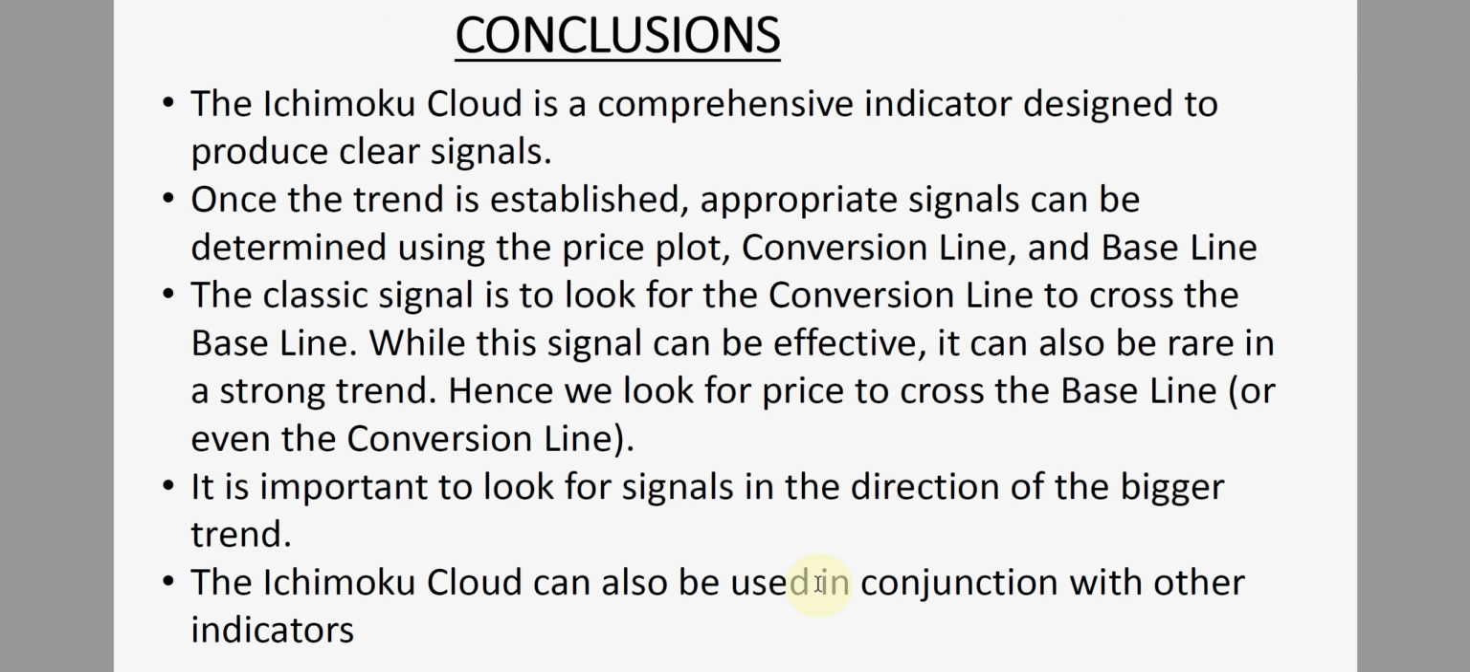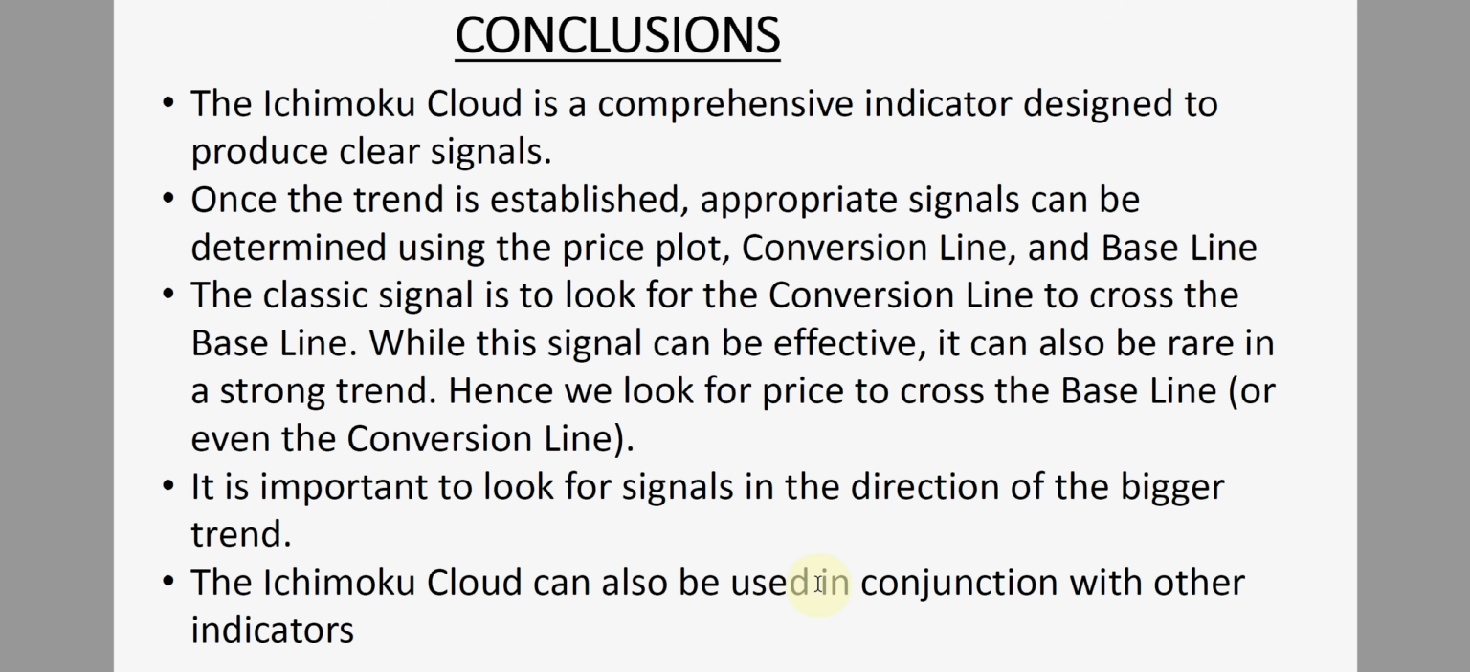So in conclusion, guys, the Ichimoku cloud is a comprehensive indicator designed to produce clear signals. It is one of those indicators that keep traders very disciplined. You only look for buy opportunities above the cloud, sell opportunities below the cloud. So once you establish the trend, then you go along the trend. The strongest signal is when the conversion line, that is the Tenkan-sen, crosses the Kijun-sen. The conversion line crosses the baseline. That is the strongest signal.